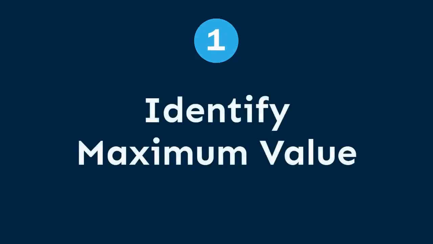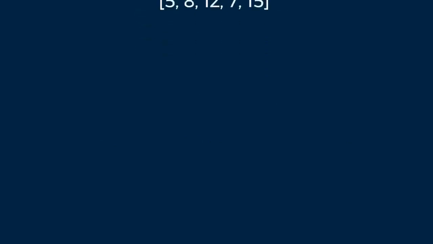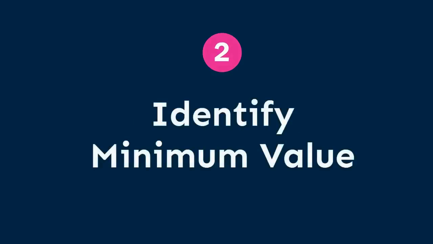First, identify the maximum value in your dataset. For our example dataset, 5, 8, 12, 7, 15, the maximum value is 15. This is the largest number in the set. Next, find the minimum value in the dataset. In our example, the minimum value is 5, which is the smallest number in the dataset.